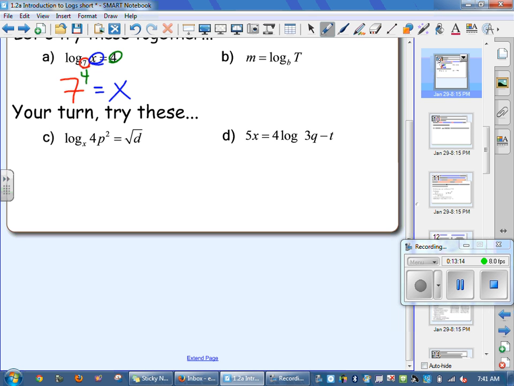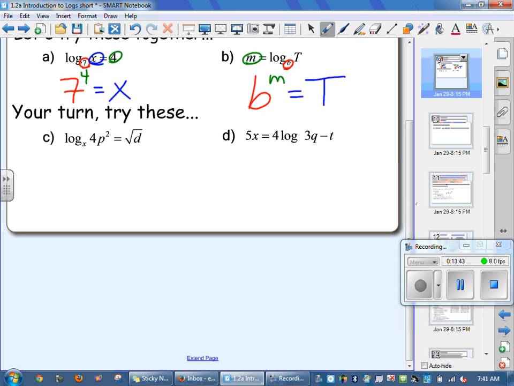All right, let's try b on the right-hand side. We're going to do the exact same thing. So my base is base b of my log, so it's going to be base b. Then I've got my exponent, which is the answer of my log, which is an m. Then I have that all equaling capital T, which is the argument of my log. Try C and D, push pause now, push play when you're ready.